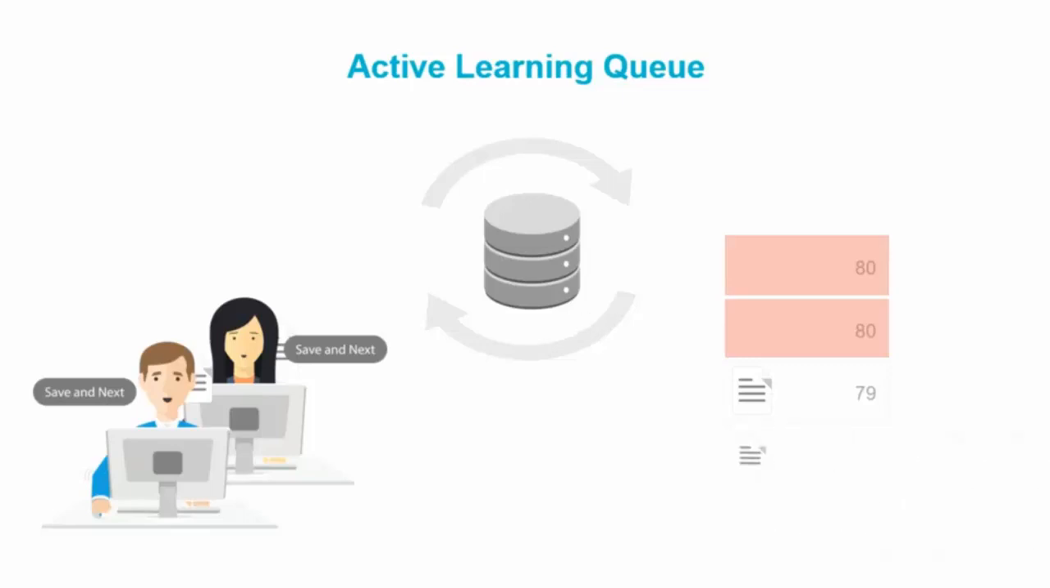Occasionally, the model is going to rebuild itself, and it's going to re-rank the documents. As we said, every 20 minutes, it gets smarter and smarter. That happens transparently in the background, and the reviewers continue to code and continue to see new documents.